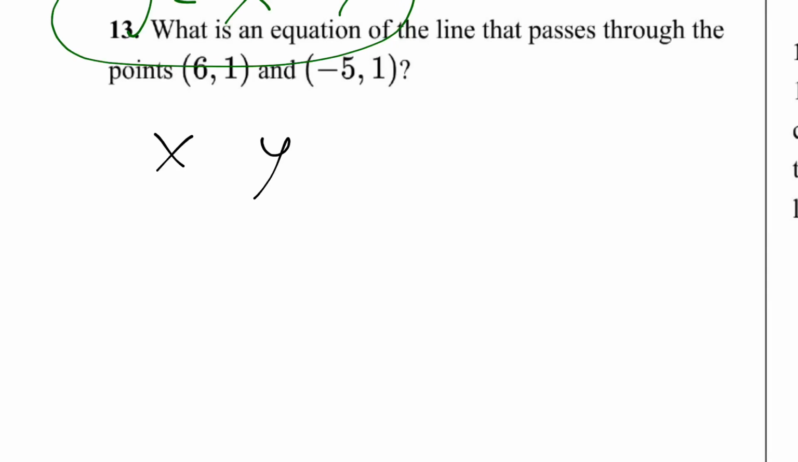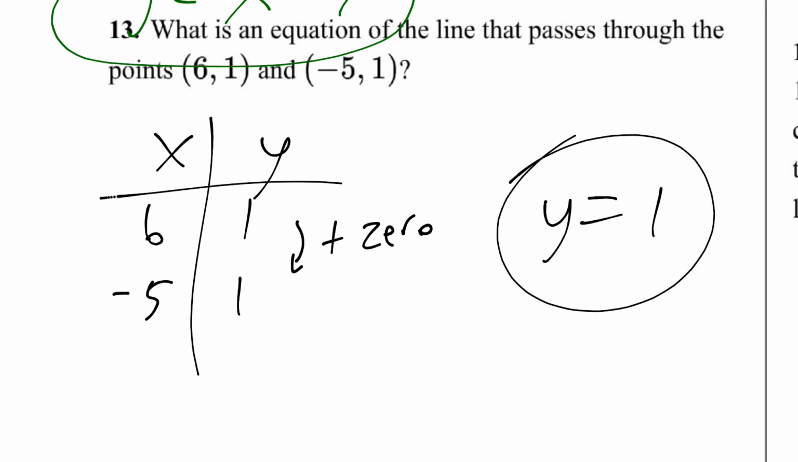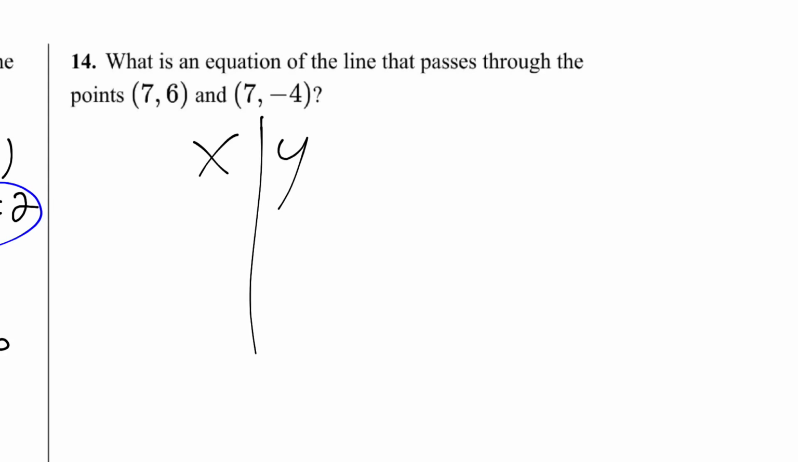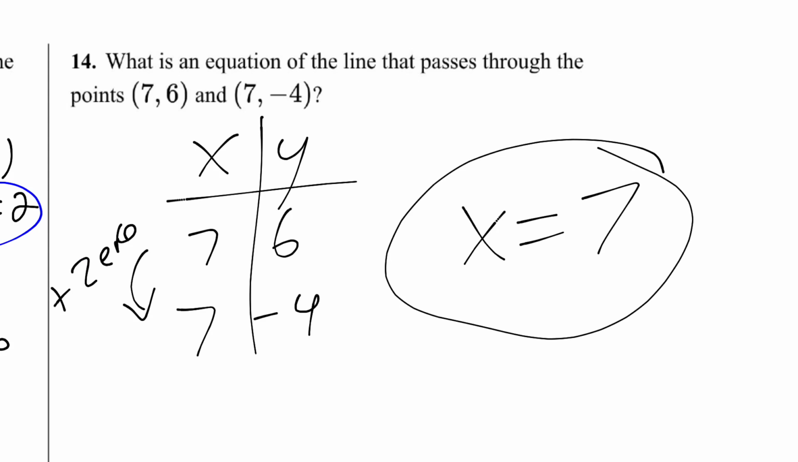Sometimes when you go to find the slope, you will find that one of them doesn't change. 6 and 1, -5 and 1. Plus 0. If y doesn't change, then your answer is just y is equal to 1. Same thing happens here, but with the other letter, 7, 6, and 7, -4. Notice that the x is plus 0. So your answer is just x equals 7.